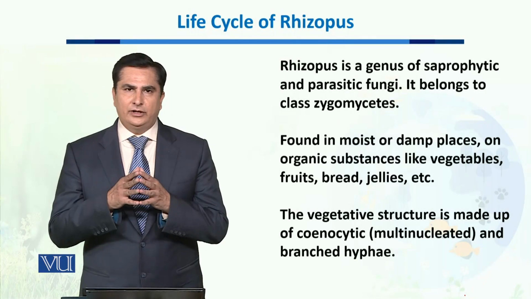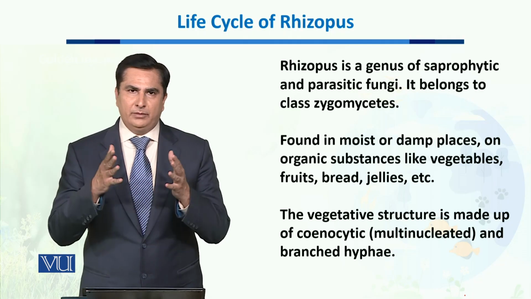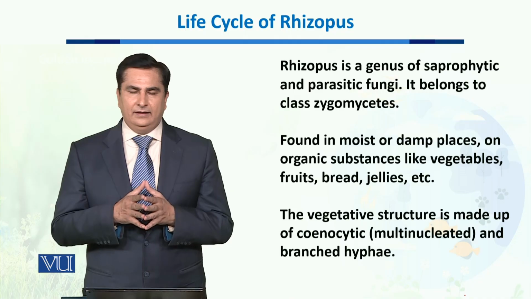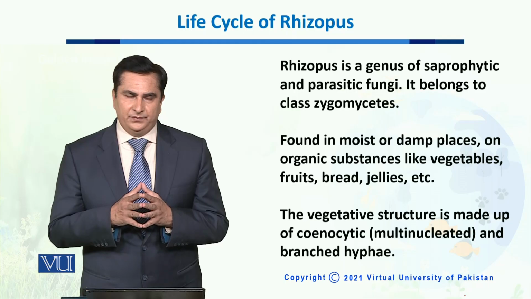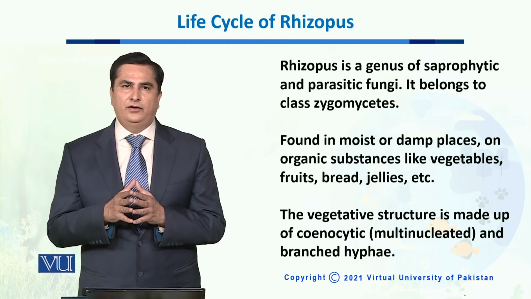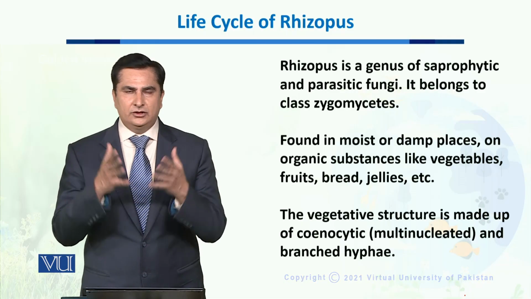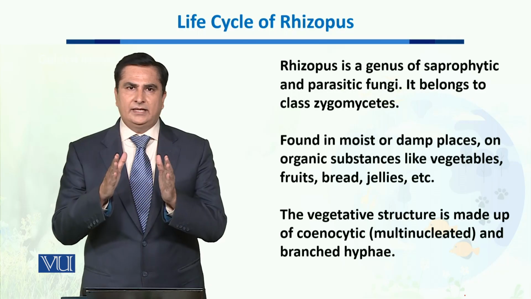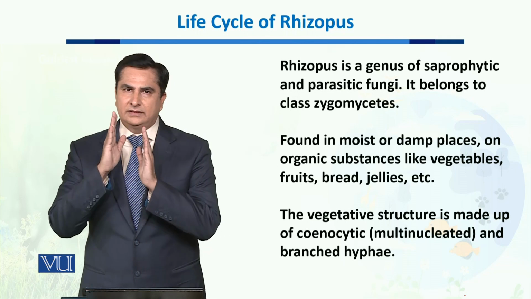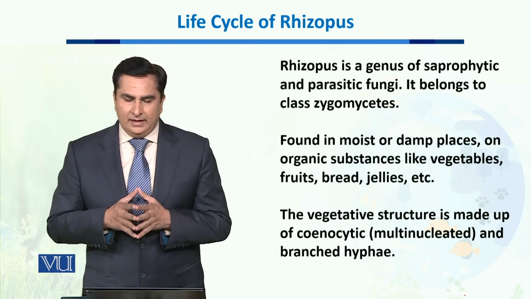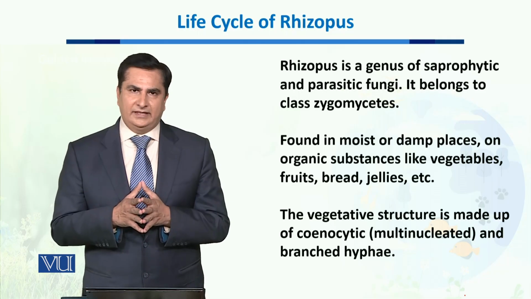Dear students, in this unit we will talk about the life cycle of Rhizopus. Now, Rhizopus is a famous genus of fungi that comprises saprophytic as well as parasitic fungi. As you are aware, saprophytic fungi are the fungi which live on dead animals, plants, or organic matter, while parasitic fungi are those which live on living animals, plants, or humans. They are actually members of class Zygomycetes.